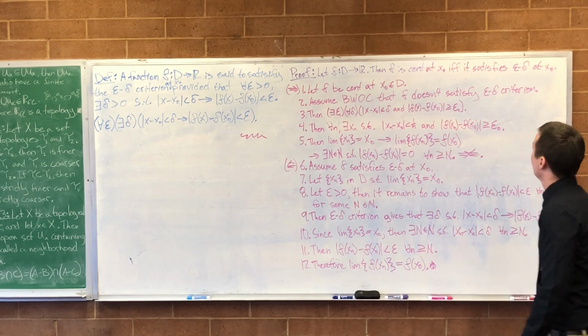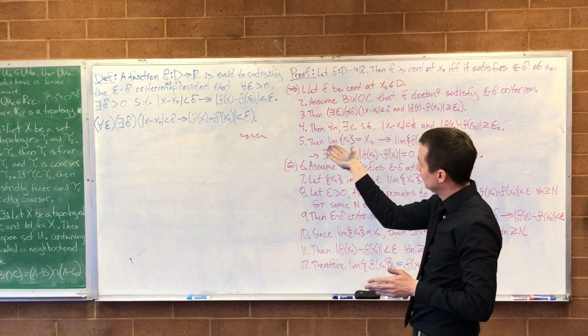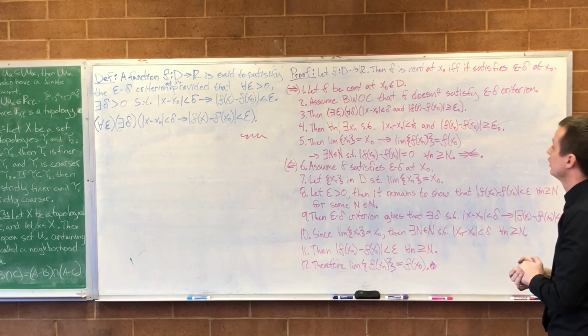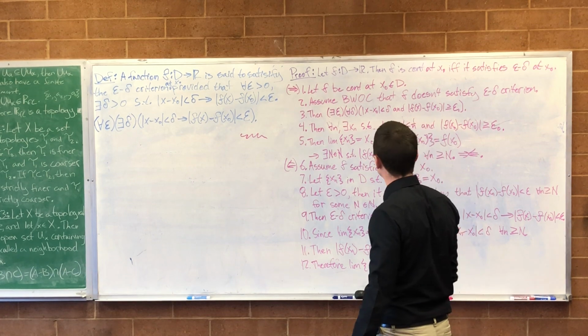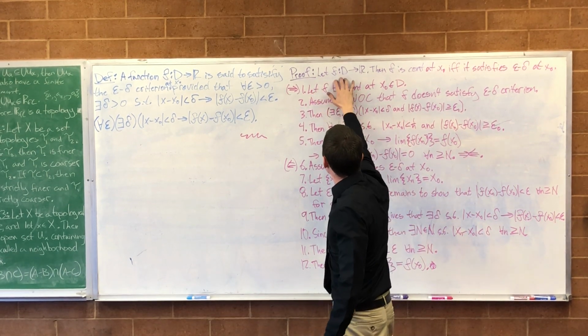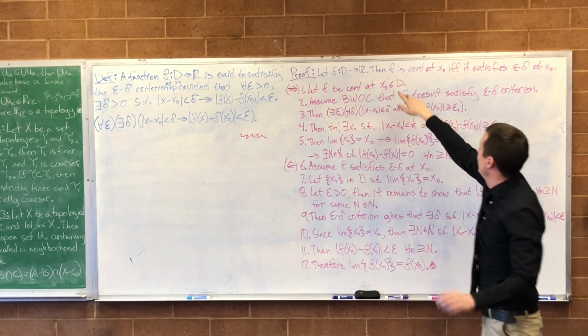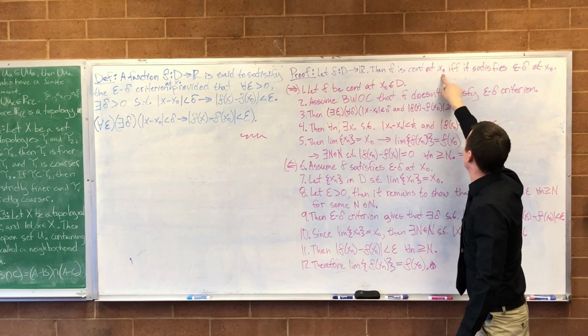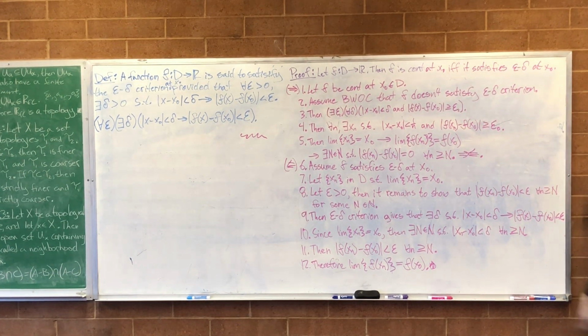Let's go over the proof. That's the heart of this section. We're proving now that the epsilon delta criterion for continuity is the exact same thing as our definition of continuous. So let f be a function from D to R. Then f is continuous at some point x naught if and only if it satisfies the epsilon delta criterion at x naught. That's what we're going to prove.